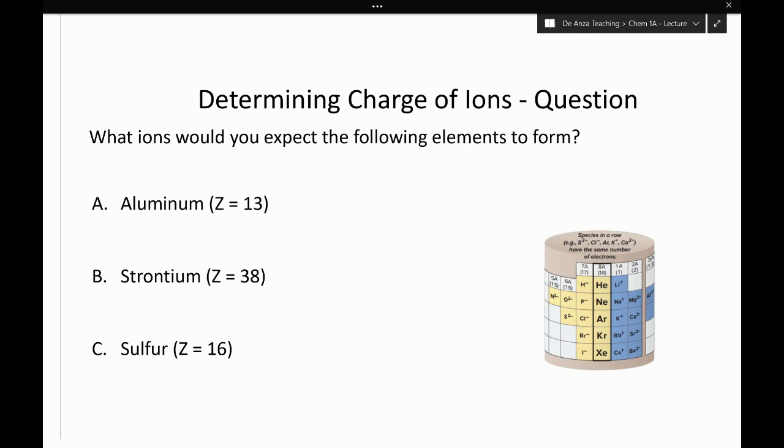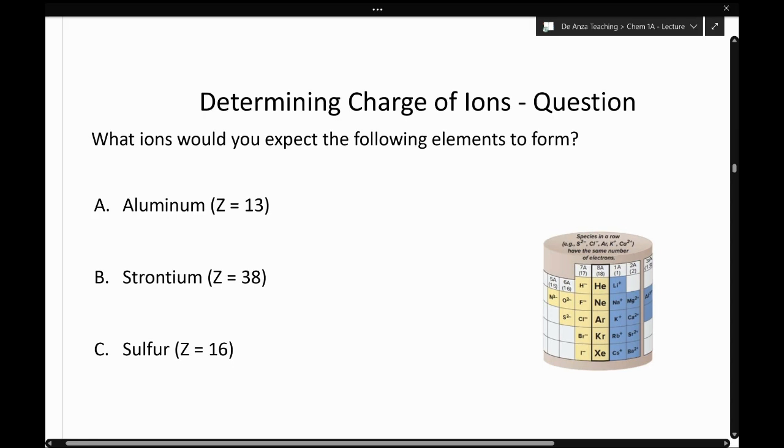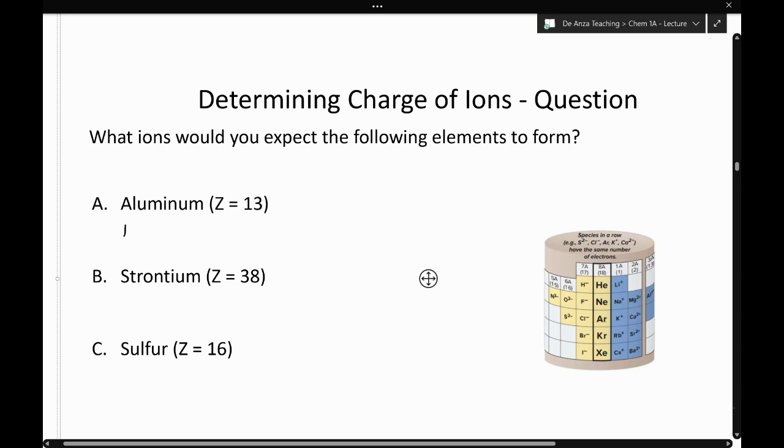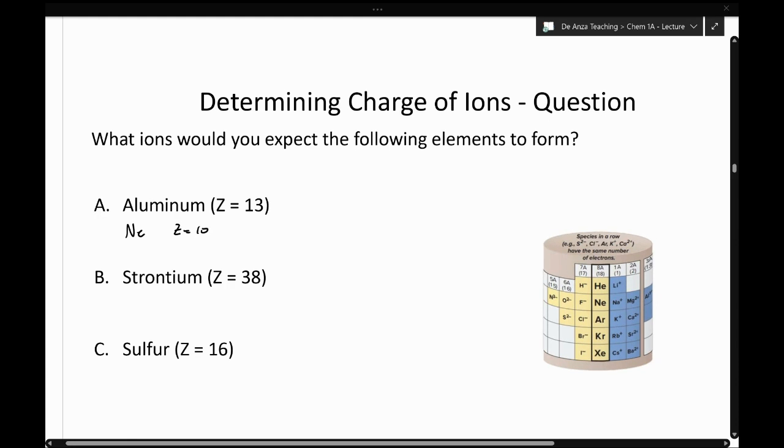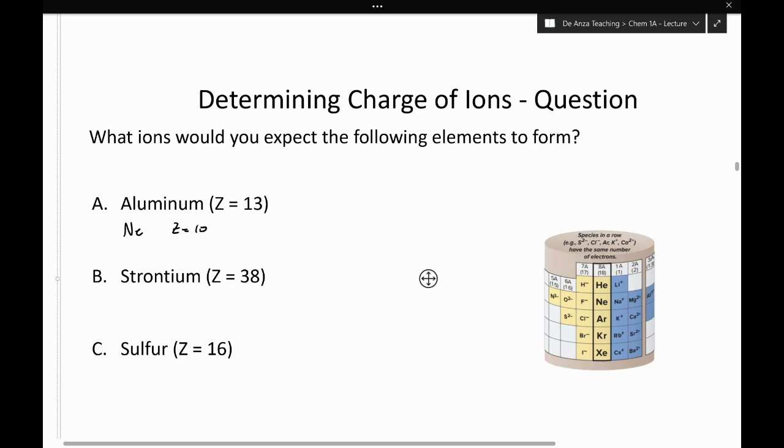And so if we look at each of these, we can look at their proximity to the nearest noble gases. And so aluminum is close to neon, which has a Z equal to 10. And remembering that Z is our atomic number, which is equivalent to our number of protons. So for aluminum, neon is the noble gas that came before, and then the noble gas that comes after is argon, and that has a Z equal to 18.